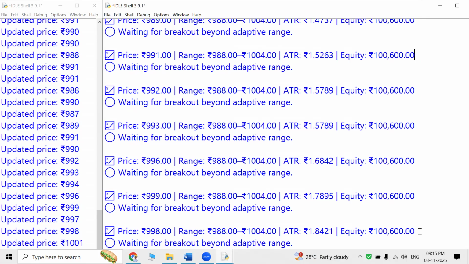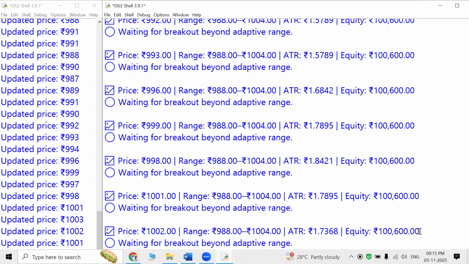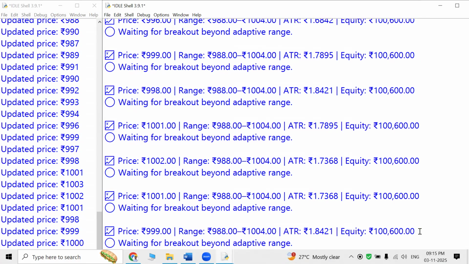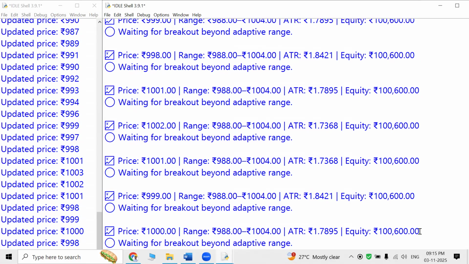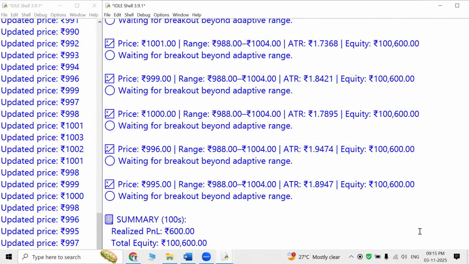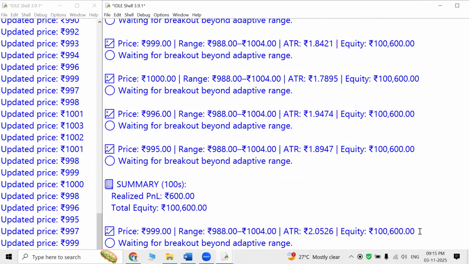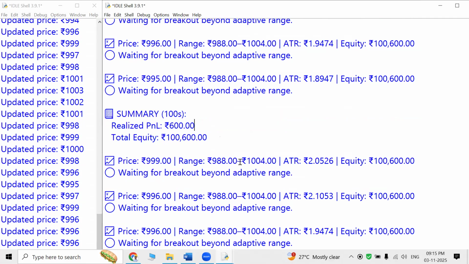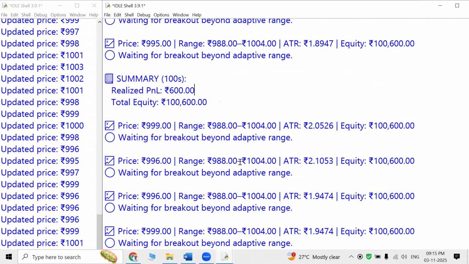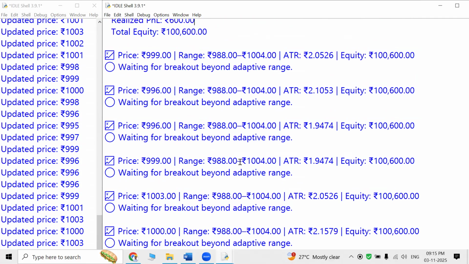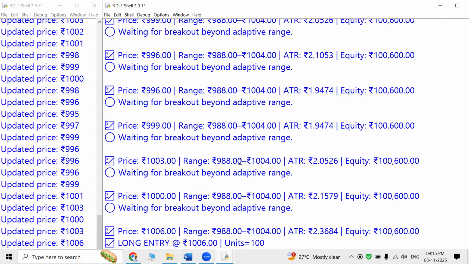Now this is the smartness of the algo. The main advantage is it won't work until the actual mathematics we have designed takes place. So still the price is in the range, so it's not giving any kind of breakouts. And one more thing, I have added one more part here. After every 100 seconds, it is going to tell us the realized or booked profit and the total money which we have currently.